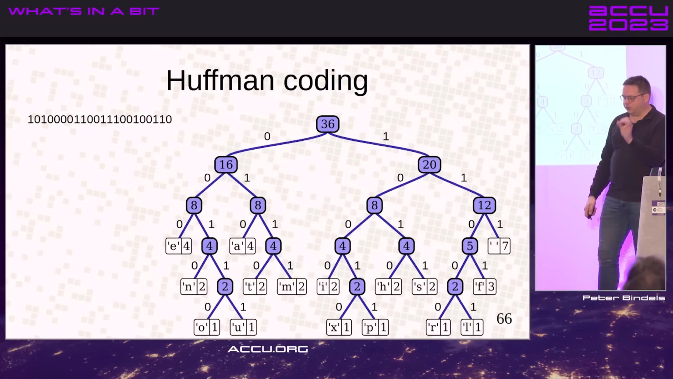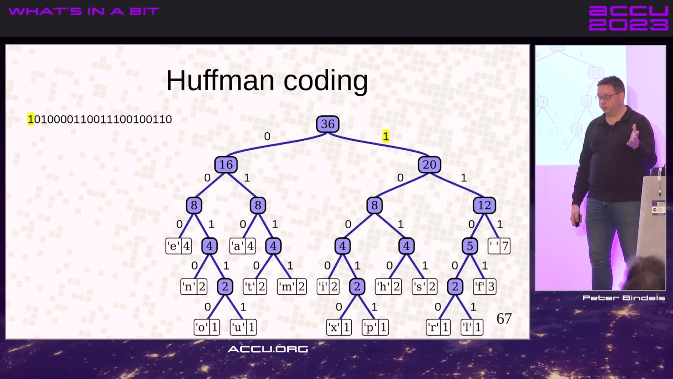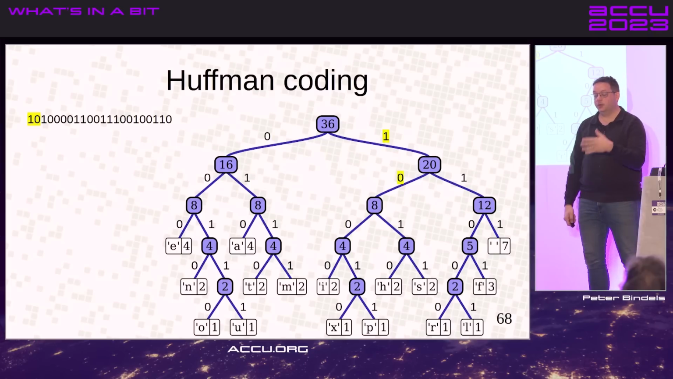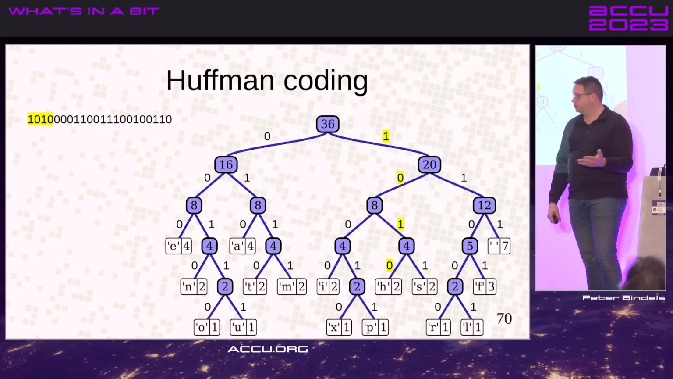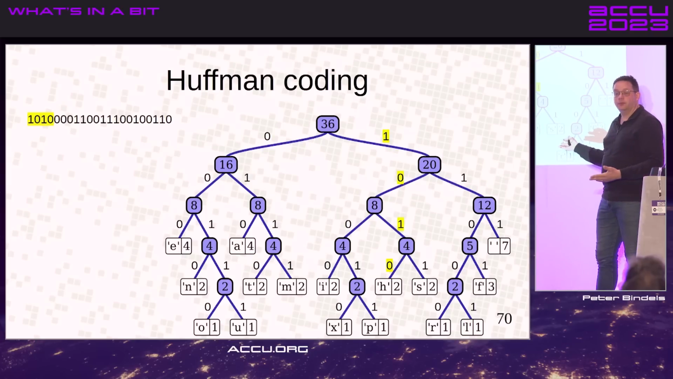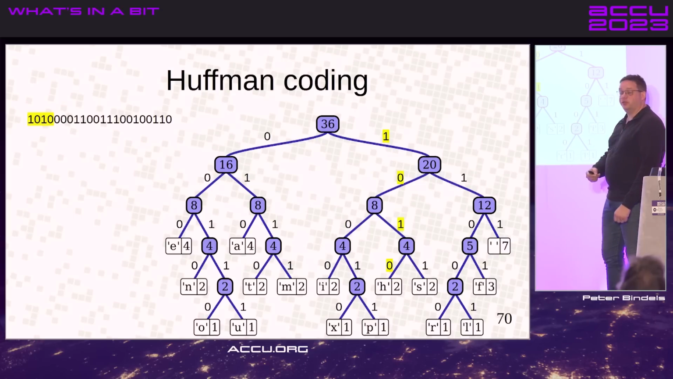Now we're going to start at the top. We take a 1, which means we take a right. Next bit is a 0, we take a left. Next bit's a 1, we take a right. A 0, we take a left. There are no lefts or rights left anymore, which means we have to have matched a character. So in this case, we're saying we matched an H. We put that over there, we have an H.